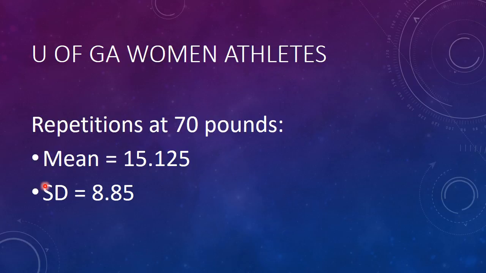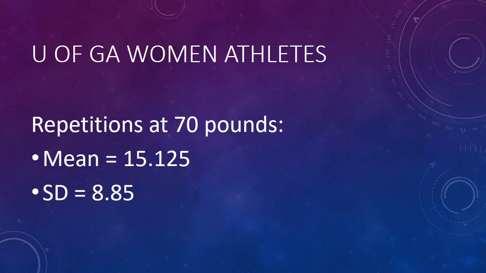Now, what if we wanted to know how good this prediction is? How similar are the observations? The standard deviation, 8.85, is a measure of variability, or how similar the observations are. The standard deviation also tells us how much error we would have on average if we predicted a student athlete's repetition 70 using the overall mean. What if we wanted to do better? Perhaps like the exam scores, we could use other information about the athletes to improve our prediction.